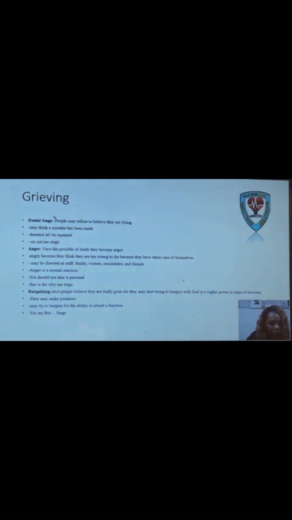There are 5 stages. There is the denial. That's the first stage. People may refuse to believe that they are dying. They may think a mistake has been made. They may demand that labs be repeated.